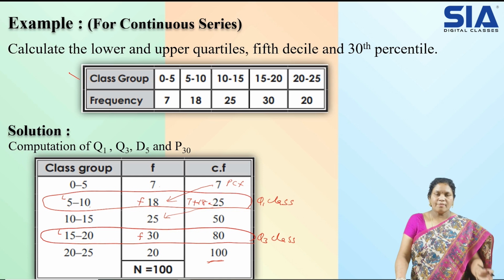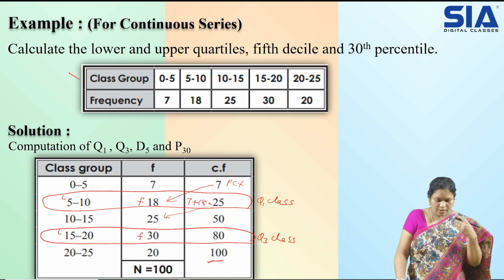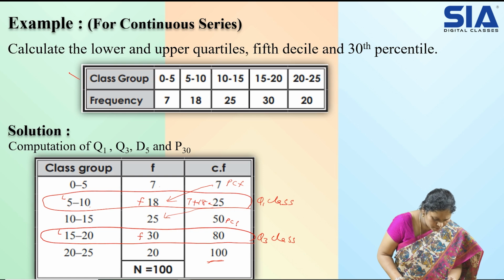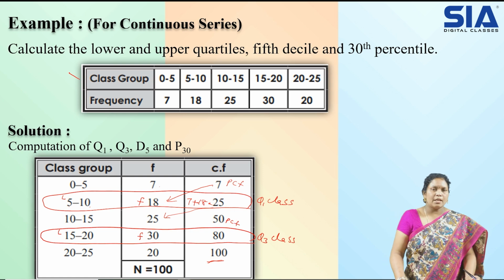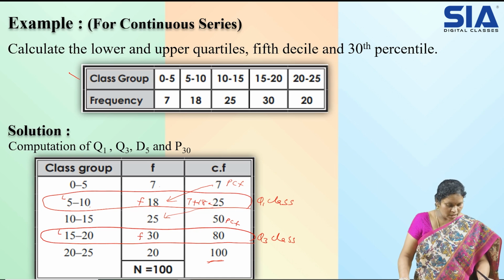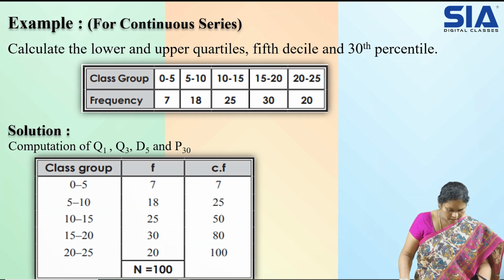Next, PCF. PCF is the preceding value, right? So the value above 80, which is 50, is your PCF for the Q3 class. I is the same, whichever class it is, so 20 minus 15 gives your I. The value is 5.